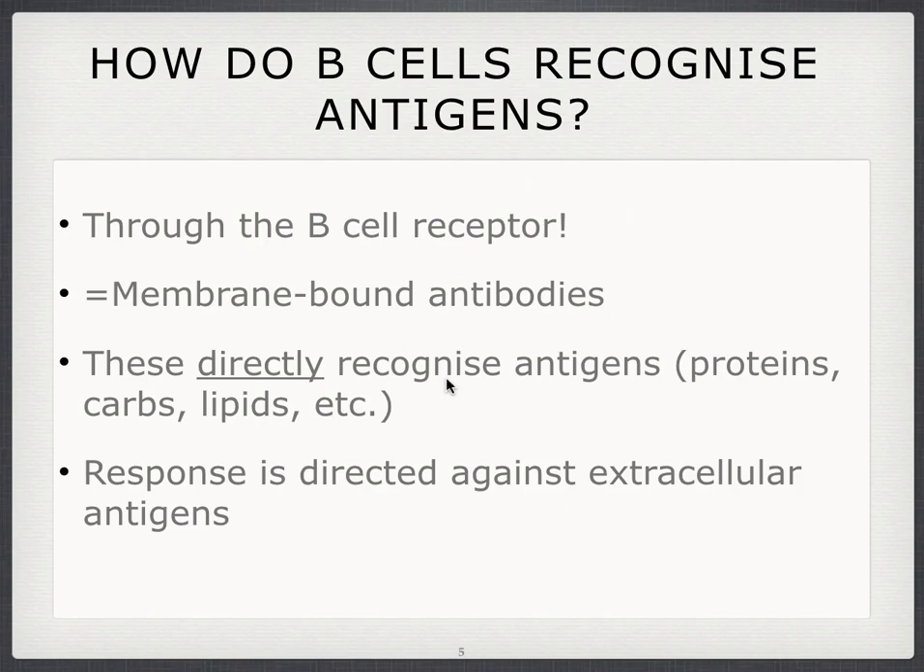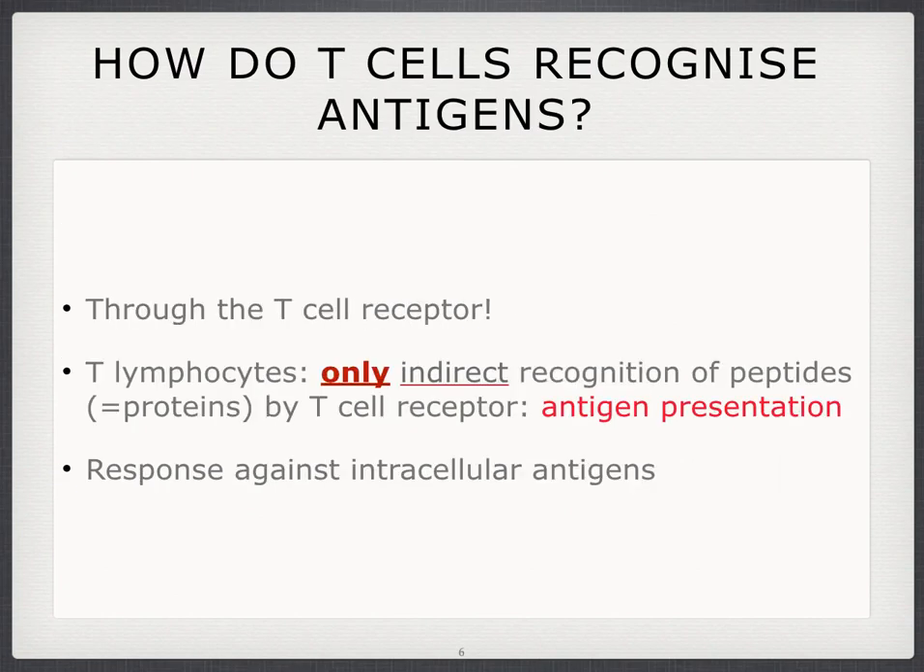So how do B cells recognize antigens? Well, they do this through the B cell receptor. And the B cell receptor actually is an antibody that's membrane bound. So these membrane-bound antibodies can directly recognize all sorts of antigens. They can recognize proteins, carbohydrates, lipids, many types of foreign antigens. And since the membrane-bound antibody is on the outside of a cell, the response is always directed against an extracellular antigen.